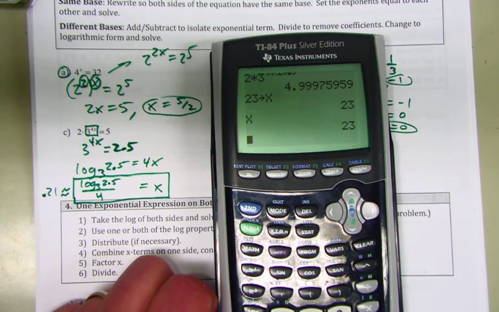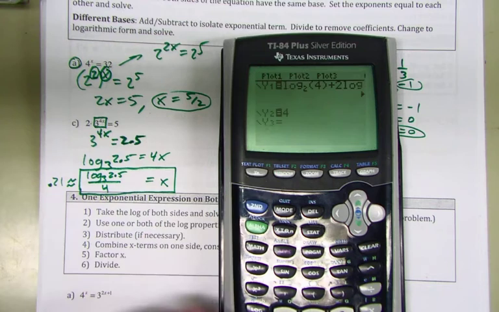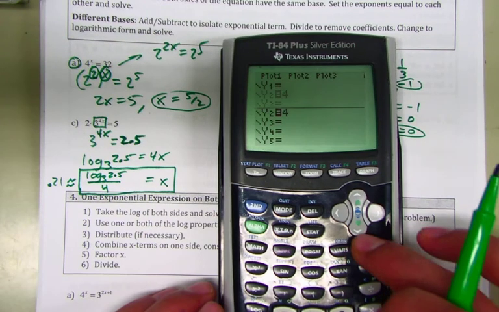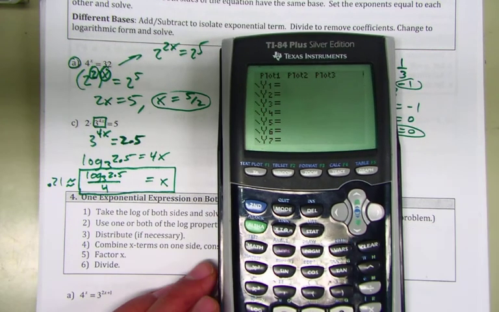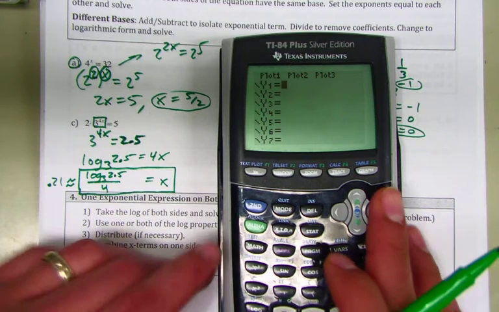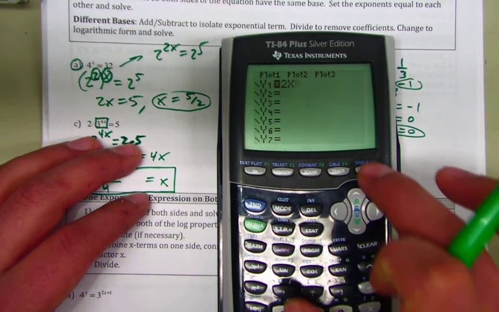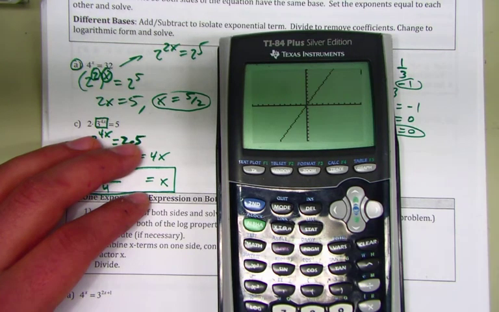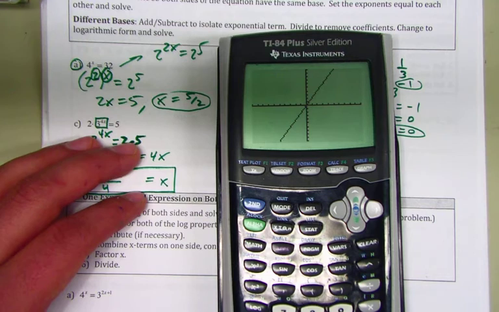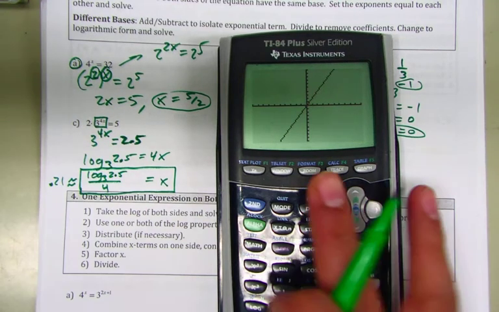Like in the Y equals menu? Oh, good question. It does not affect the Y equals menu. When you go to the Y equals menu, it knows X is a variable, not a specific value. I see what you're saying. Yeah, don't have to worry about that. I will show you. There's regular 2x, not 23. Or in this case, it'd be 46. But okay.